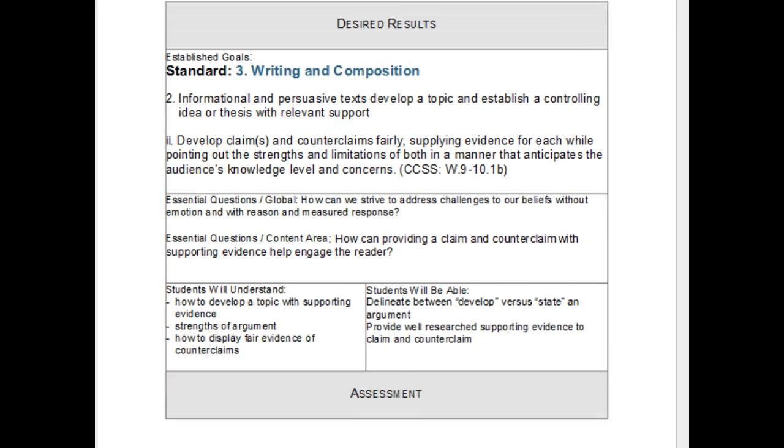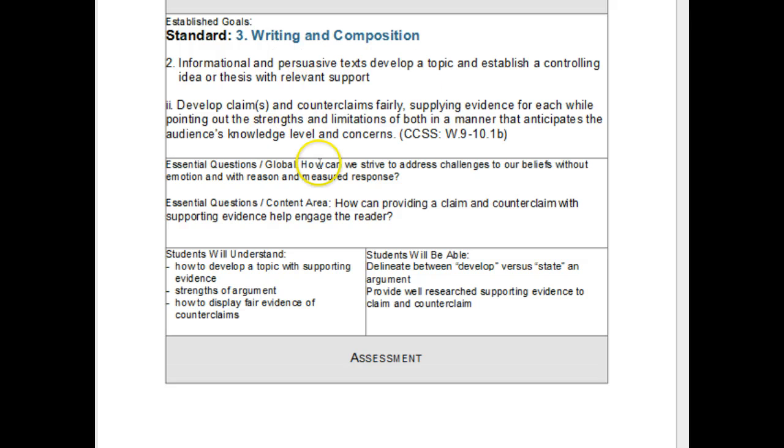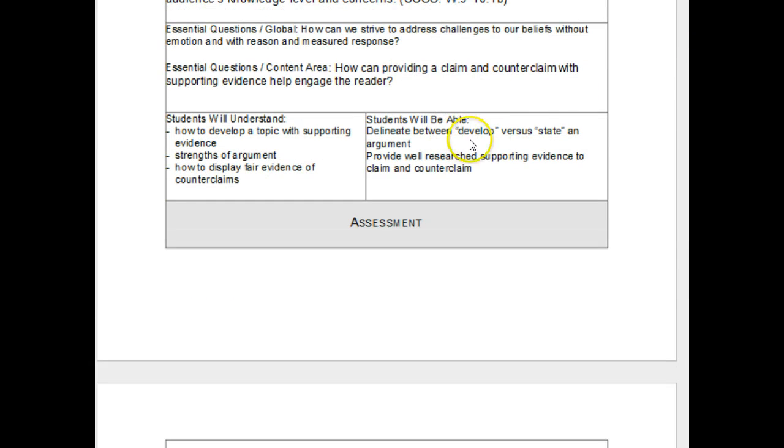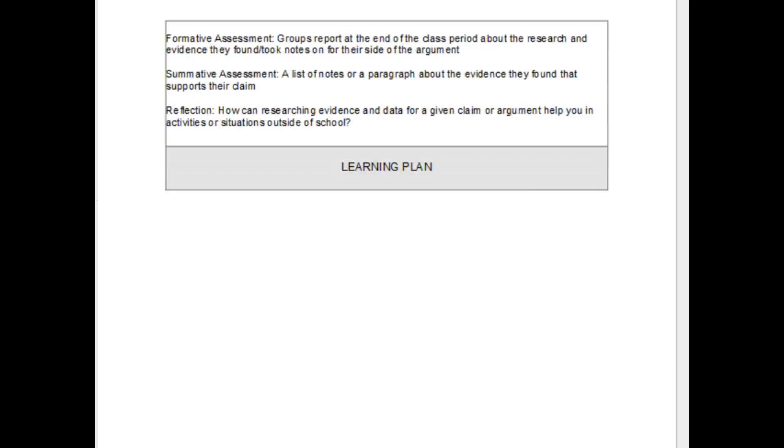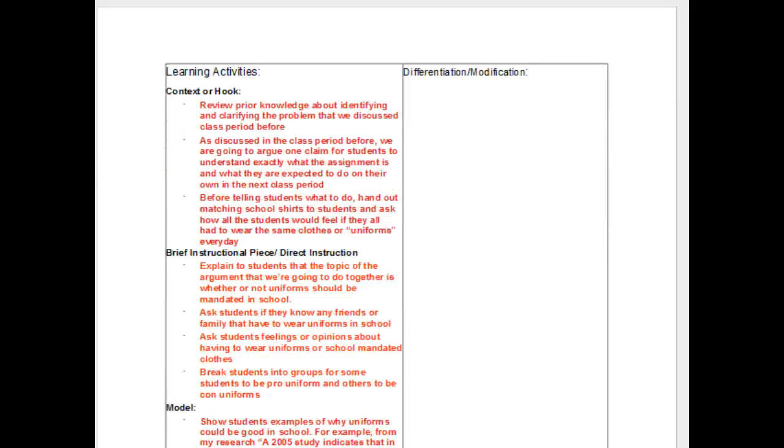All right, very good. Here, the standard you chose says develop a claim and counterclaims fairly, supplying evidence for each while pointing out strengths and limitations of both. I don't know that you do all of that inside of this lesson plan. As a matter of fact, I looked twice and I really didn't see a conversation about the difference between develop and state, and I didn't see a conversation about how to build in and address counterclaims. So let's go through it piece by piece, okay?